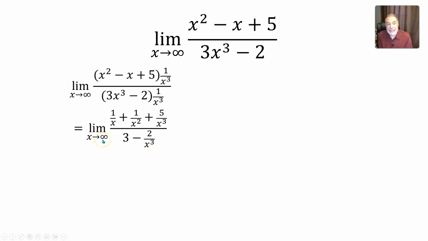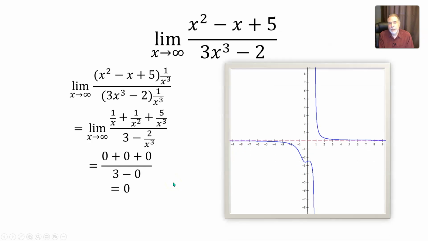Now we take the limit as x approaches infinity, and everywhere we have a constant over x to a positive power, that's going to 0. So the limit is 0 plus 0 plus 0 on top over 3 minus 0 on the bottom. That would be 0 over 3, which is 0. So this time the limit turned out to be 0. And the graph does level off and approach 0 as we go off to the right. The horizontal asymptote is the line y equals 0. That is, it's the x-axis.